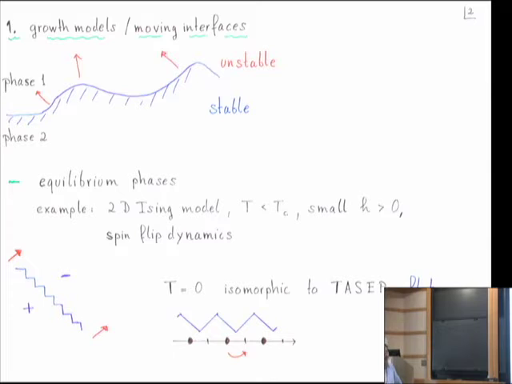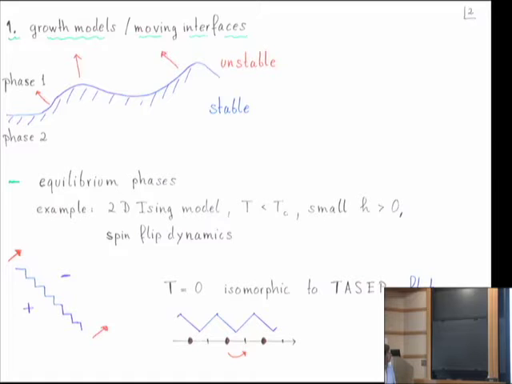Okay, so that's a very generic problem. What we exactly mean by stable and unstable phases, I will give you various examples, and then I think it will be more clear what we are thinking of. But it's just a very generic problem on interface dynamics, okay? And so let me give the first example.